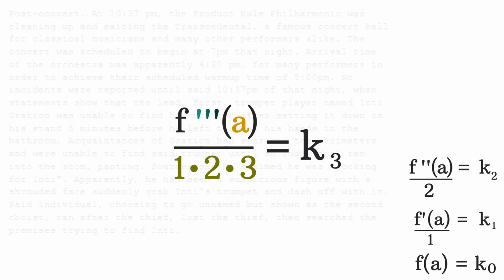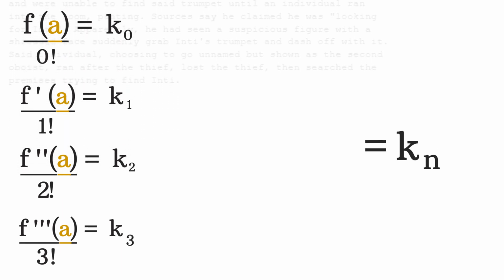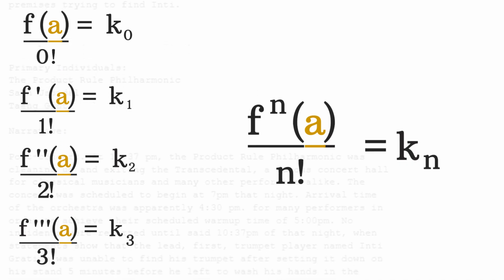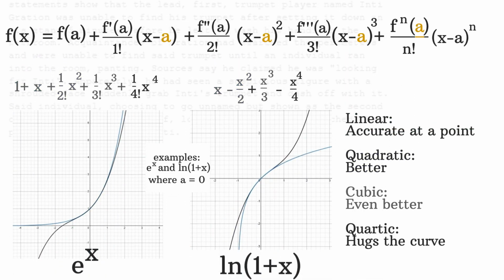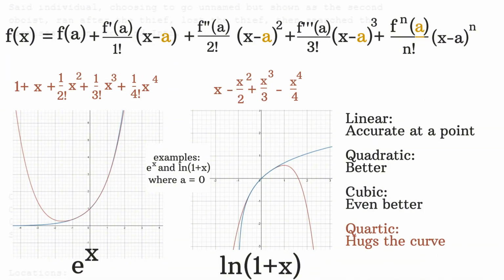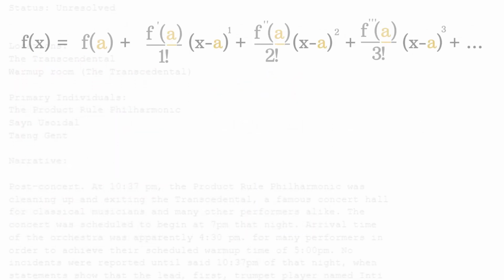But here we can see a pattern. Looking at all of our unknowns, we see that the nth term of the polynomial is the nth derivative of what we know all over the nth factorial. This is called a Taylor polynomial. This polynomial can model the behavior of any character, and it only gets more accurate with each term, though it does lose accuracy in areas that are far from the central fact that we based our approximation on.